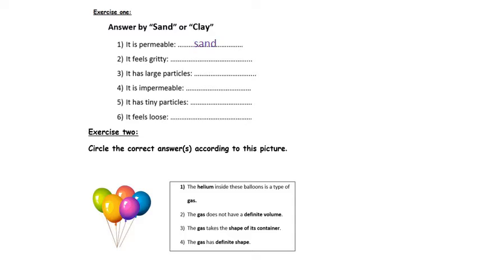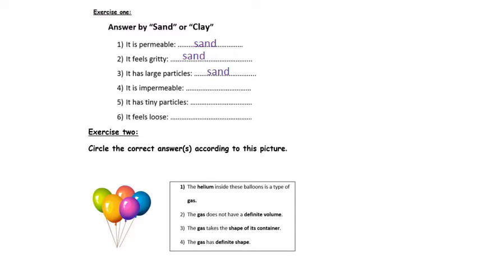Sentence number 2, it feels gritty or powdery. What do you think? Yes, it's sand. We can feel the particles of the sand. Sentence number 3, it has large particles. We all know that sand has large particles while clay has tiny particles.